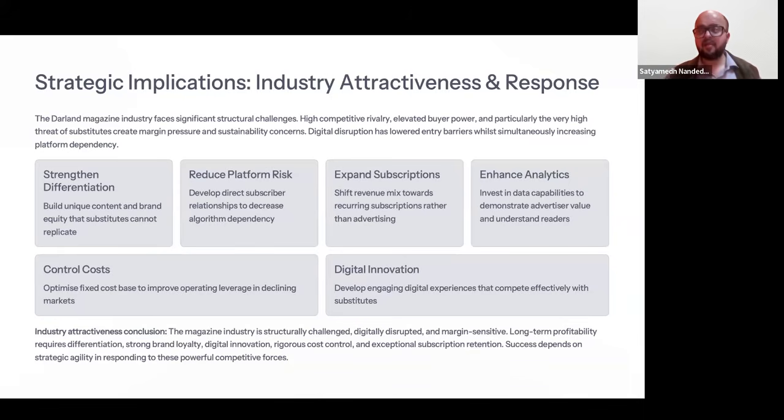Because advertisers are in a very strong position to control the narrative. You should aim at increasing the subscriber base so that you start making enough money from subscriptions also. You can enhance analytics by investing in data capabilities to demonstrate advertiser value and understand readers. Basically, what this means is, if you know what it is that your readers consume, if you know what it is that your readers click on, then you can collaborate with the right kind of advertisers and negotiate the correct price.